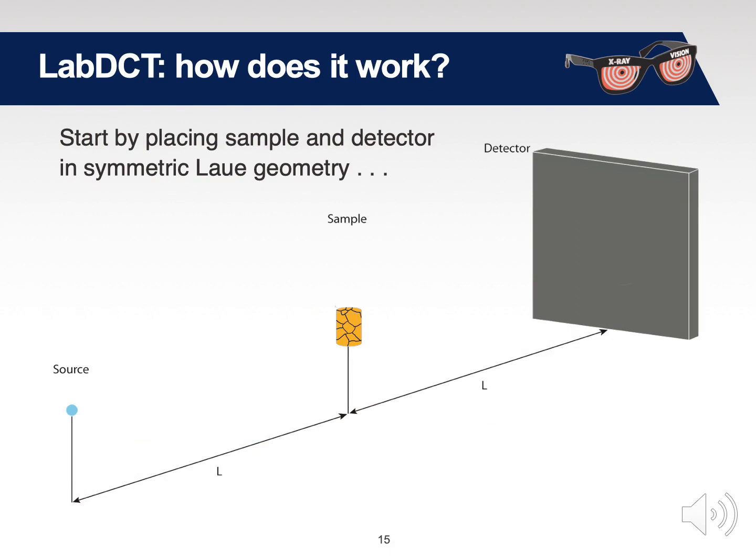In a typical lab DCT experiment, the source, the sample, and the detector are placed in a symmetric Laue geometry, which means that the sample sits equidistant between the source and the detector. And in between the sample and the source, you also have an aperture to constrict the beam size to a box beam, and you have also a beam stop to block the forward transmitted beam. That way you capture only the diffraction patterns on the detector plane.